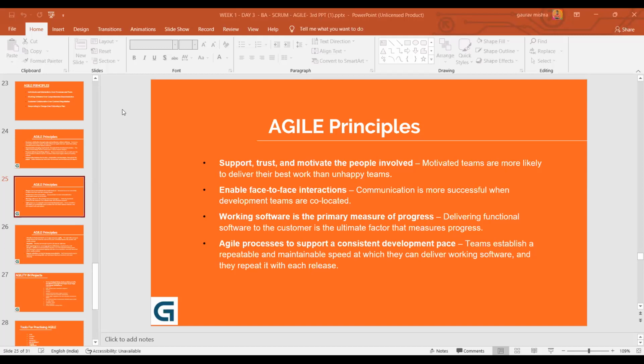Okay. So moving to the next point, working software is the primary measure of progress. So absolutely, as Gaurav and I have been highlighting continuously, along with collaboration and discussion and creating plans and documentation, the main intention lies in delivering working software.